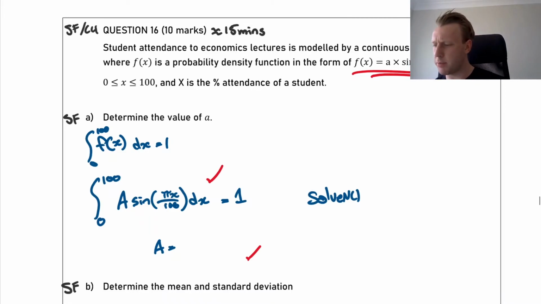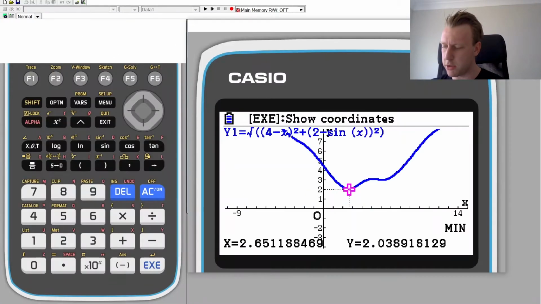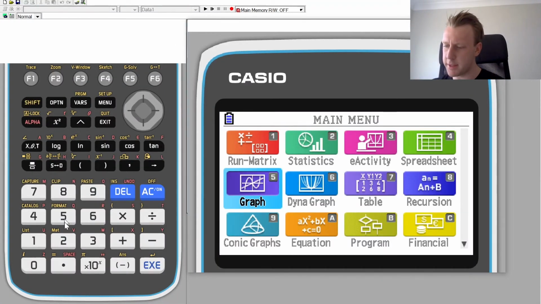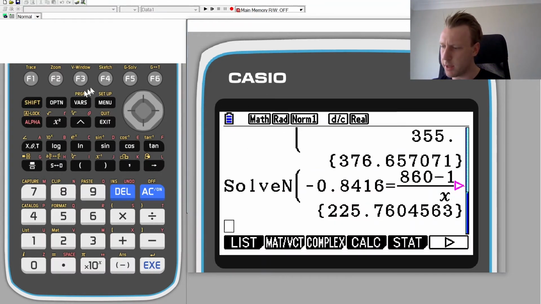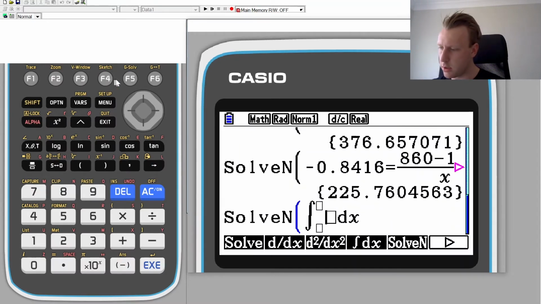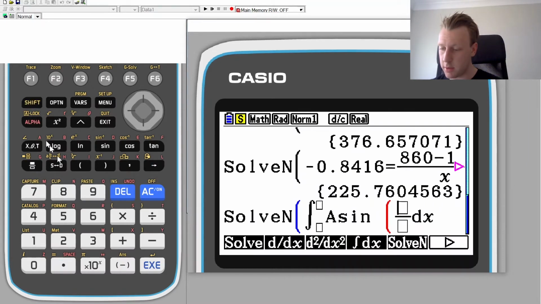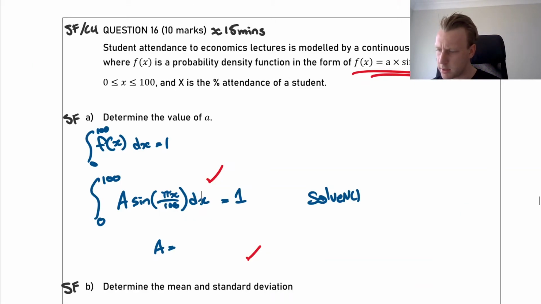Now, let me show you how to put this into your calculator. This is a very nice trick. So we go out of this. Make sure you're in radians. Options, calc, solve n. And we want the integral of this function, with alpha a as the value that we're going to figure out. Sine of pi x over 100.